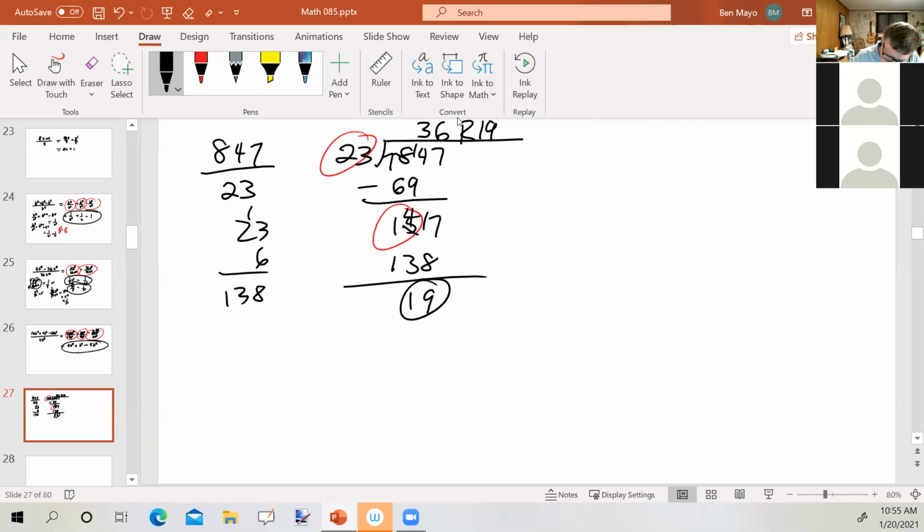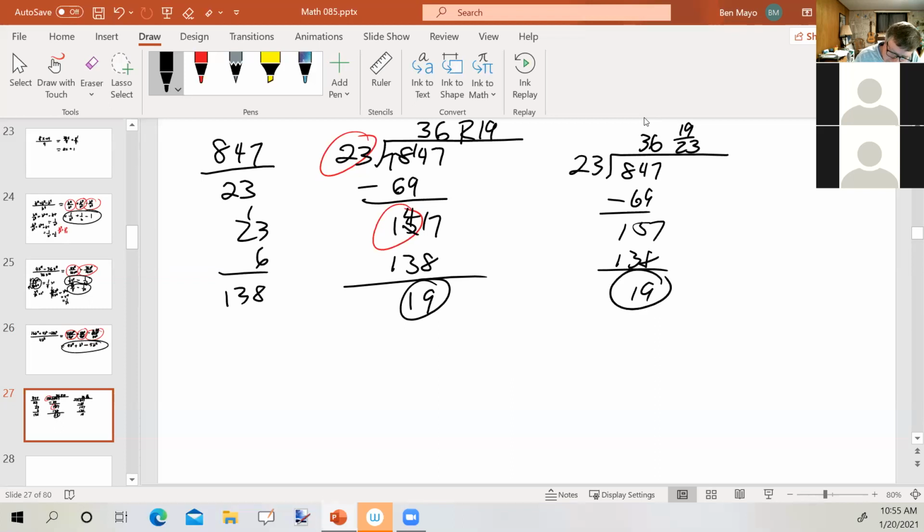Okay, then later in life, this is a 69 and a 157 and a 138 and a 19. Then you'd get to where you'd write the answer, and then the remainder would be written as a fraction. So it'd be 36 and 19/23. So the remainder over the divisor, okay? That's the form we're going to be using today with polynomial division.